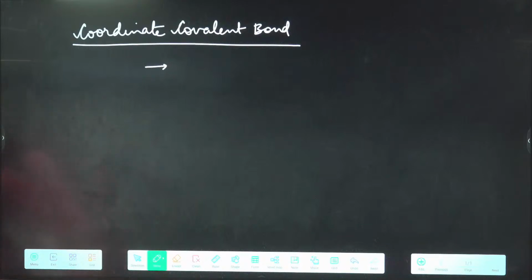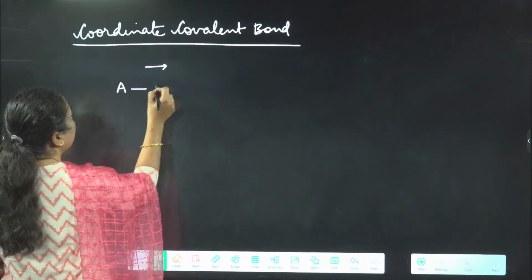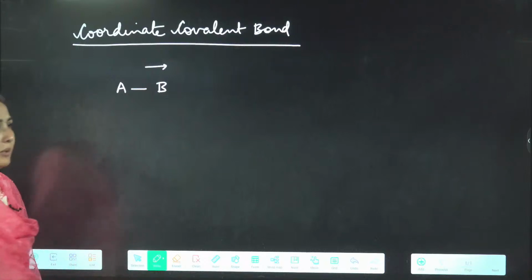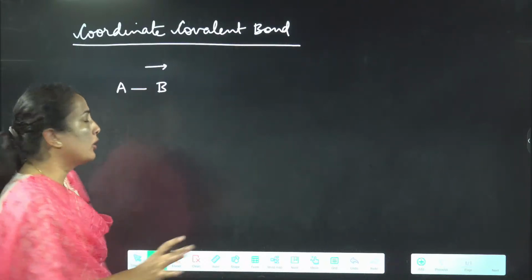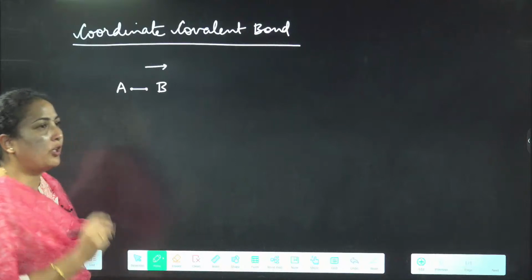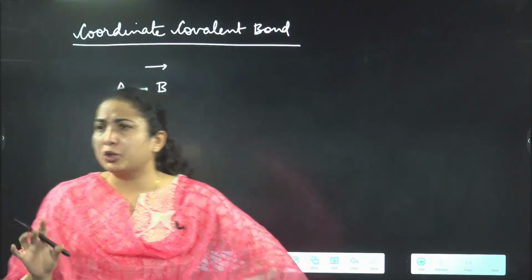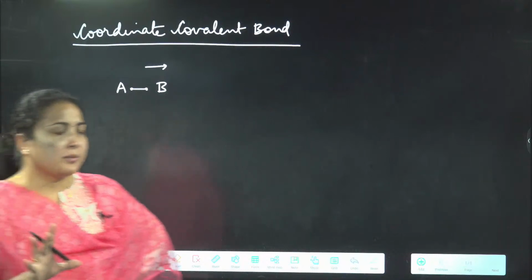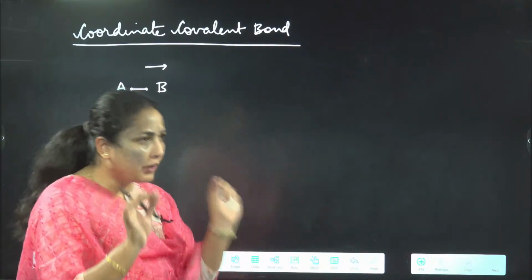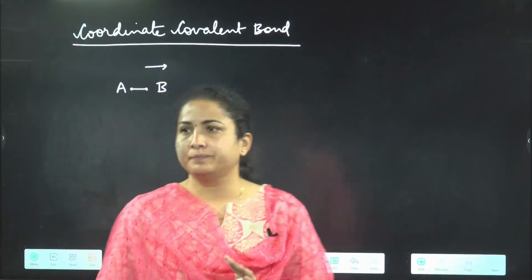Suppose I talk about a normal covalent bond between A and B. In a normal covalent bond, A is bringing its one electron, B is bringing its one electron, they are sharing and forming the bond, right? Because for the formation of one bond, we require two electrons. Both of them bring one electron each, share it and make the bond. That's your normal covalent bond.